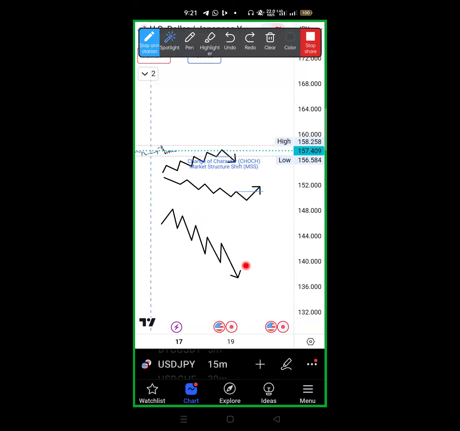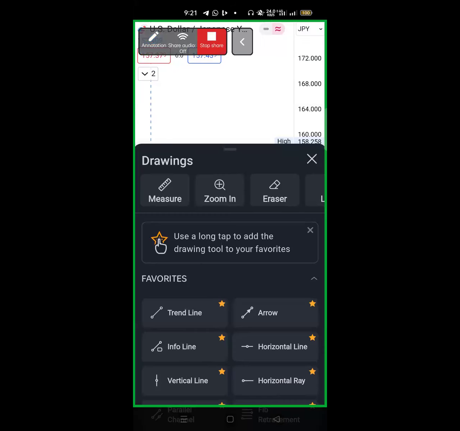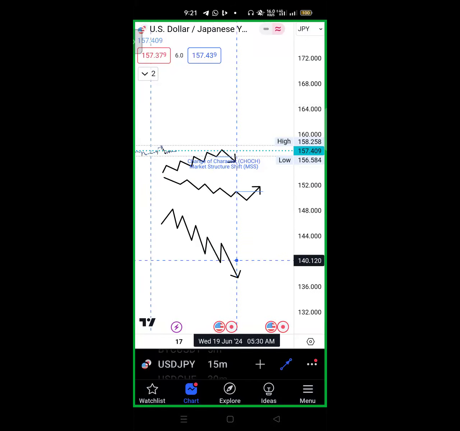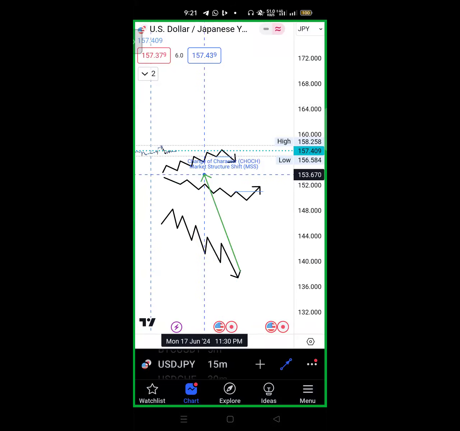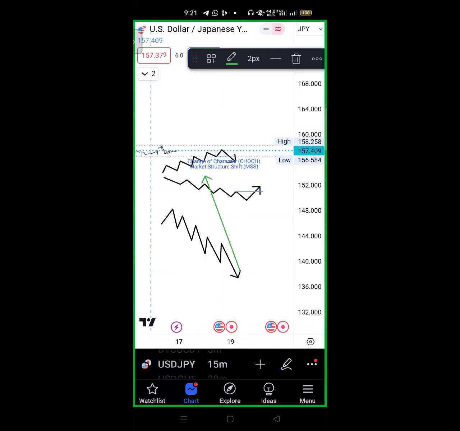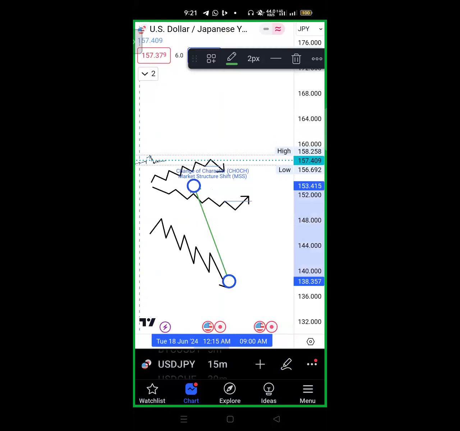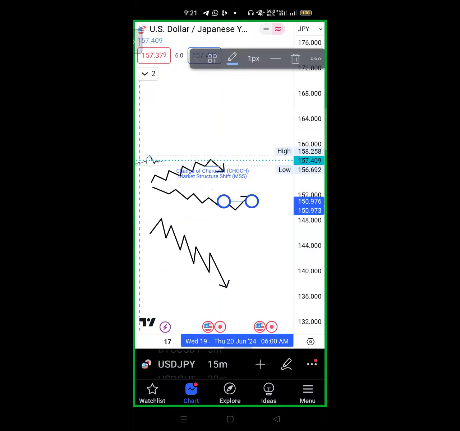Most times when you have this kind of thing, you get to a point where the market will make a reversal from here and go up like this. It takes all this liquidity, makes a pullback, takes all this liquidity and goes up like this, just to go further down again. Do you get my point? Don't worry, I'll show you an example of those things.